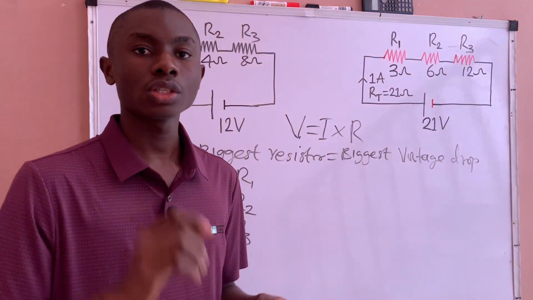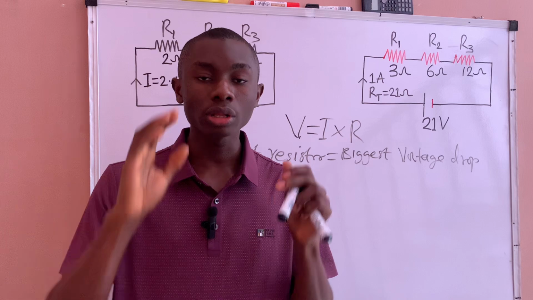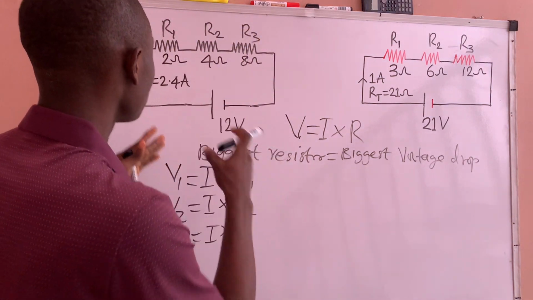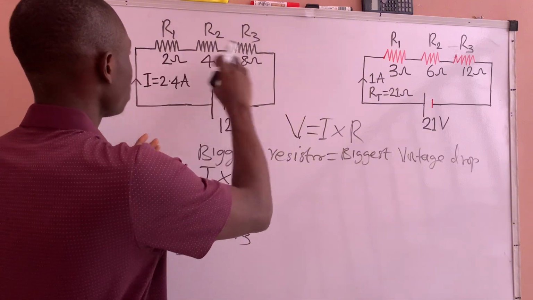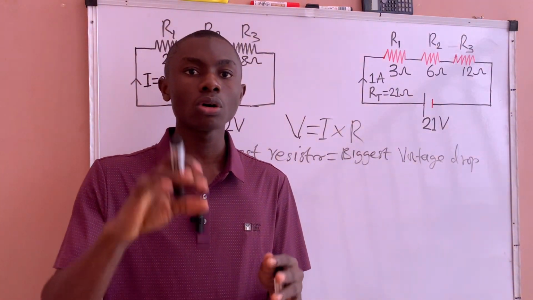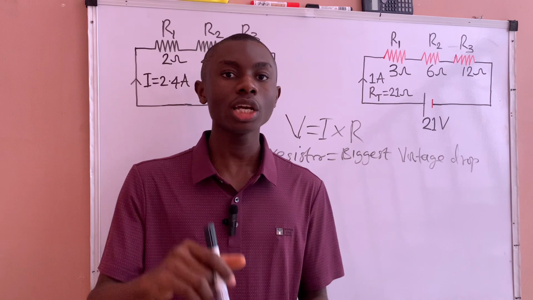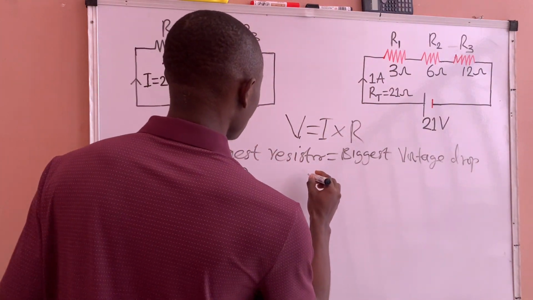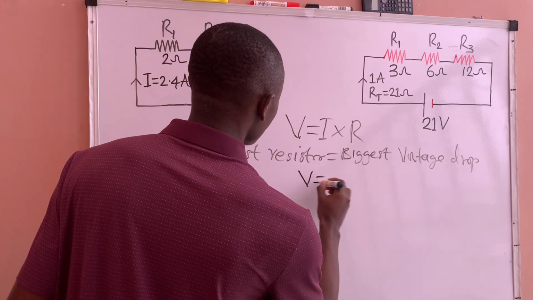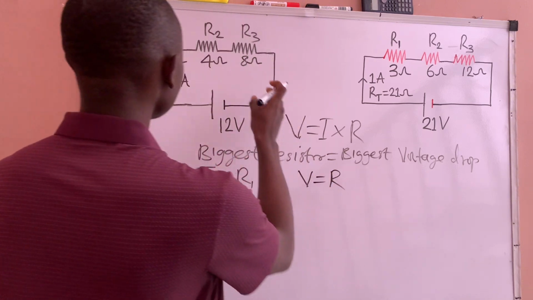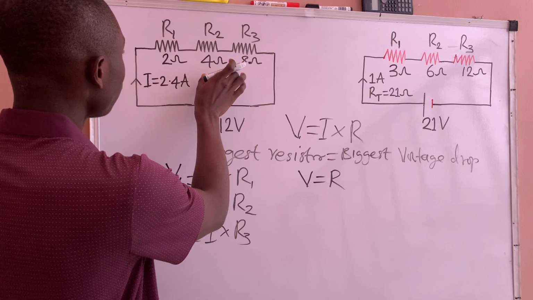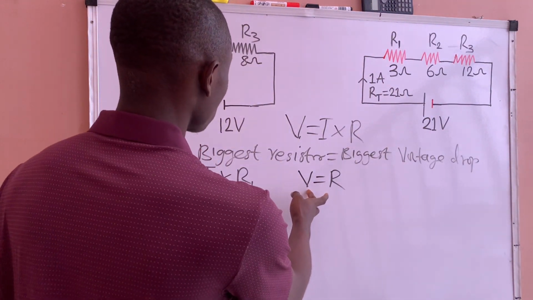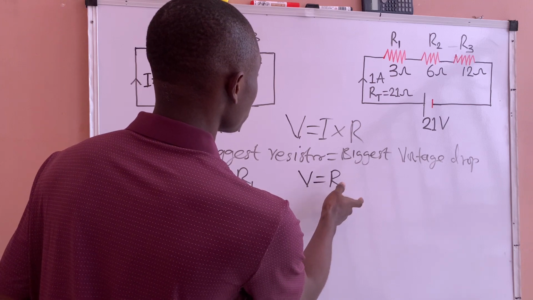So if all resistors share the same current, if the same amount of current flows through all the resistors, then the voltage drop is proportional to resistance. The voltage that will drop across each individual resistor is equal to the resistance of that one resistor, since all the circuit elements share the same current.